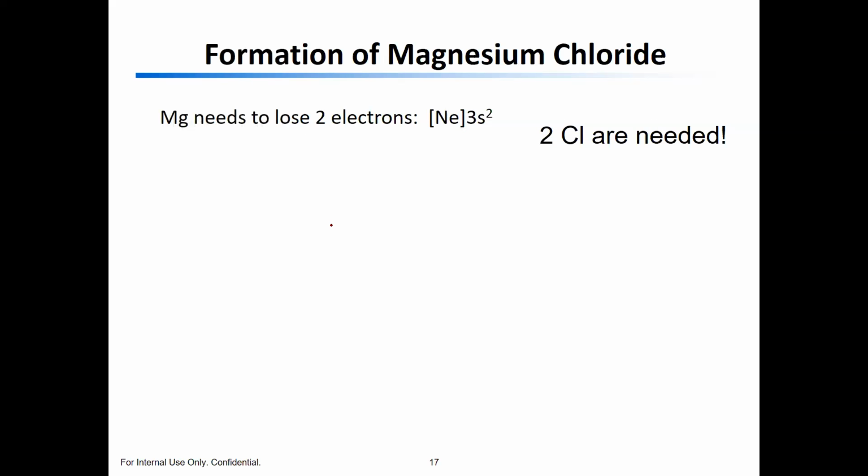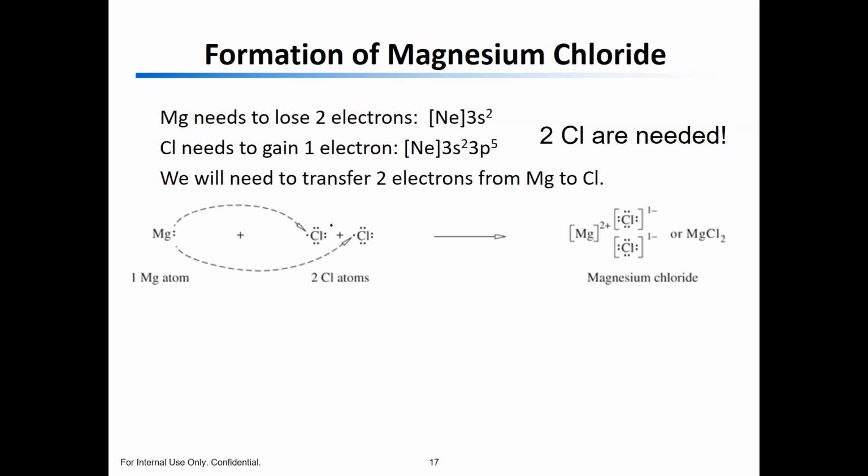All right, let's look at this one. I get magnesium and I get chlorine, I put them together, what do I make? Magnesium has 2 valence electrons, chlorine has 7. So what's going to happen? One of these electrons is going to go to one chlorine, another electron is going to go to another chlorine. And when I have that, I'm going to have one magnesium and 2 chlorines. And what do I make?